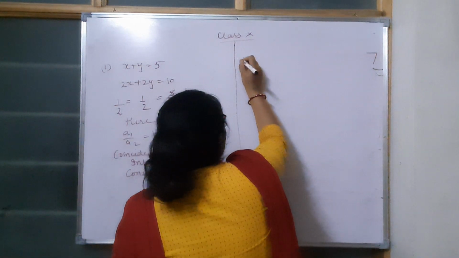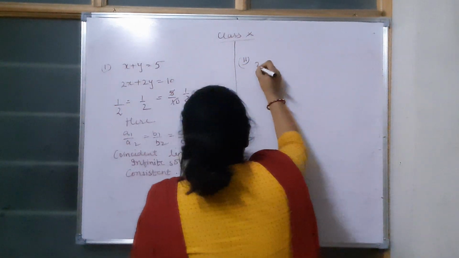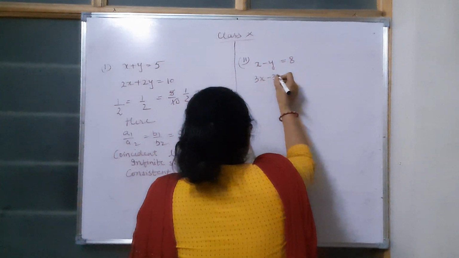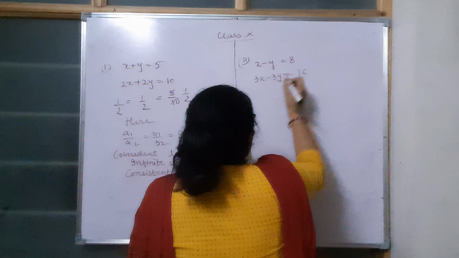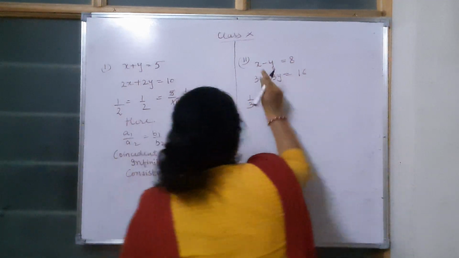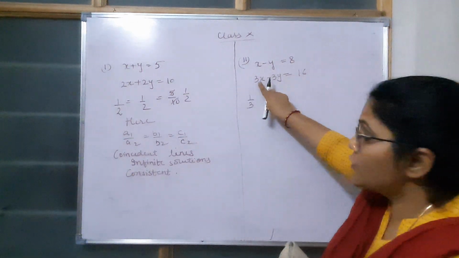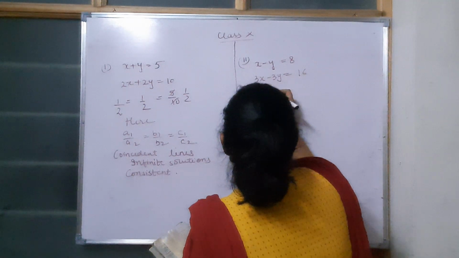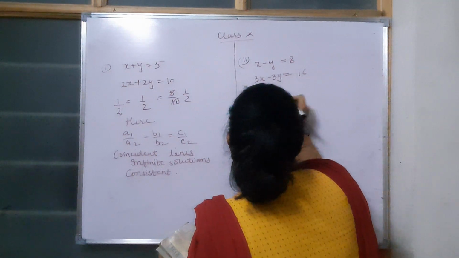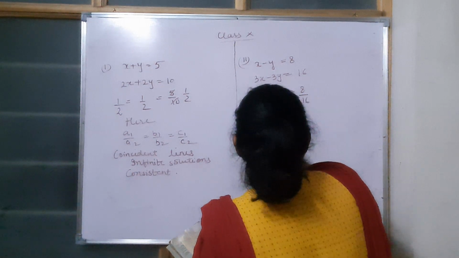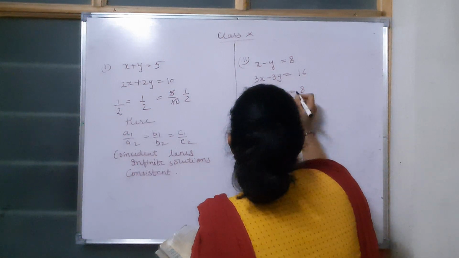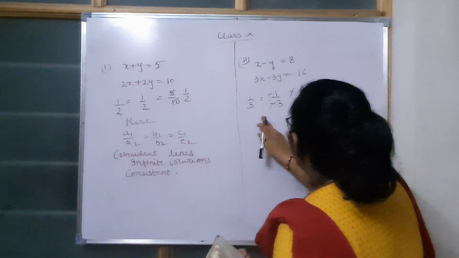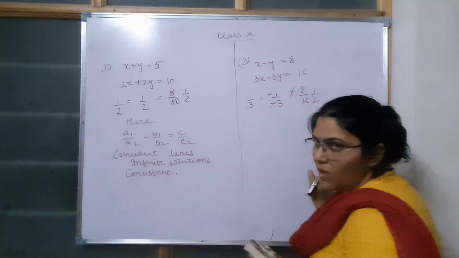Question number 2. x minus y equals 8 and 3x minus 3y equals 16. So just look here. The coefficient of x in the first equation is 1, and the coefficient of x in the second equation is 3. Now here minus 1, minus 3, here 8 and 16. So cancelling it, you will get 1 upon 3 is equal to 1 upon 3 is not equal to 1 upon 2.